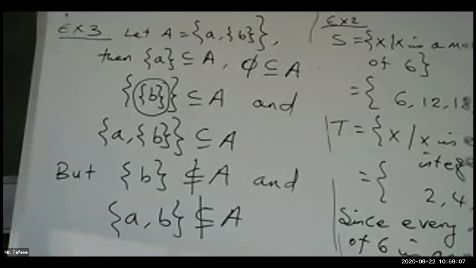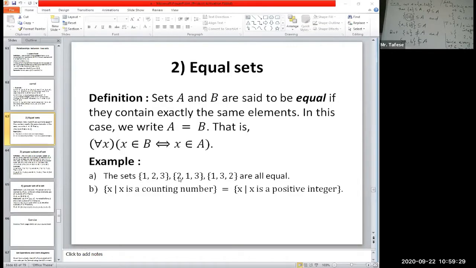Okay, now we can go to equal sets. The second kind of relationship that can be expressed between two sets is equal sets. Sets A and B are said to be equal if they contain exactly the same number of elements and the same kind of elements, okay? So if the number of elements of the two sets are equal, and the kind of elements found in both sets A and B are also the same, then we can say the two sets A and B are equal sets.